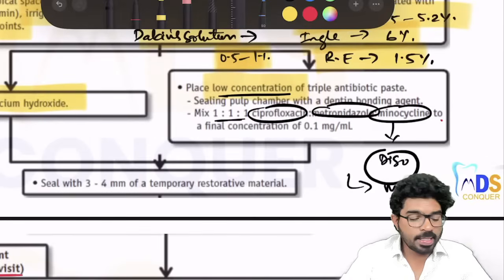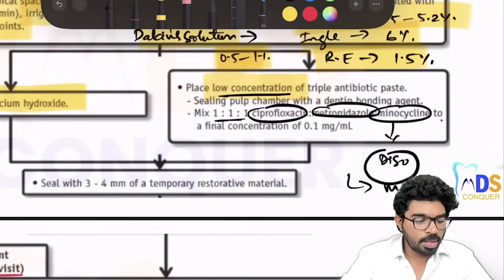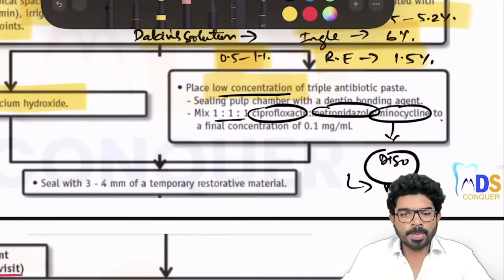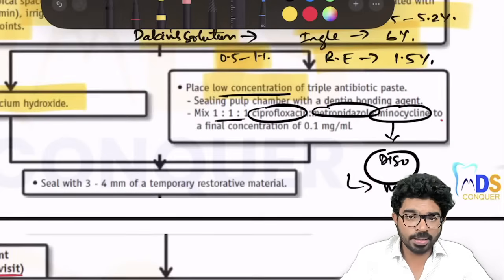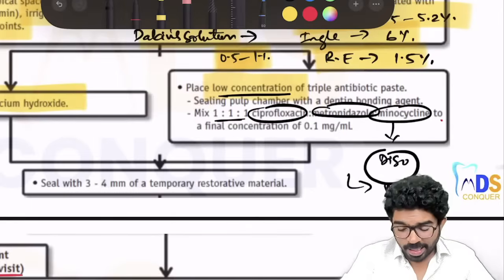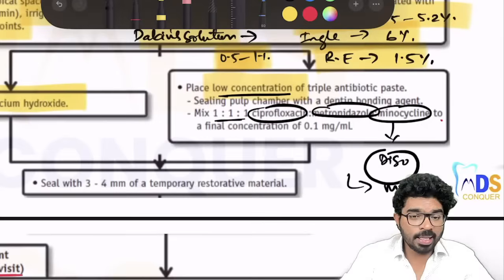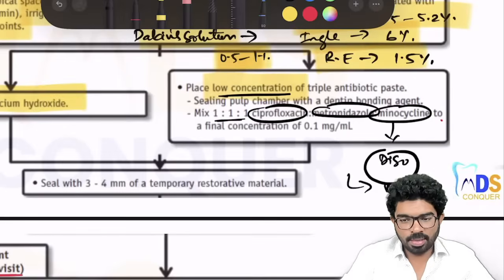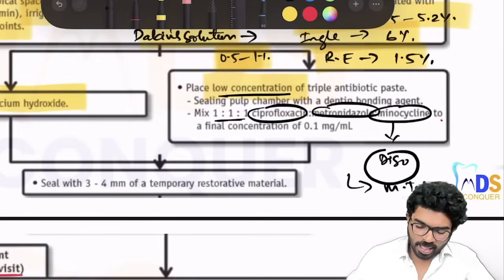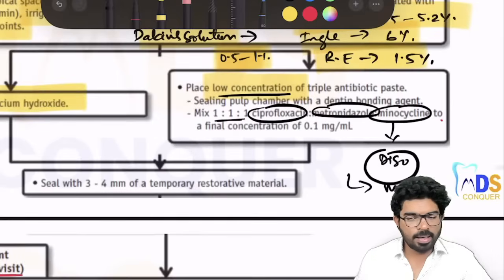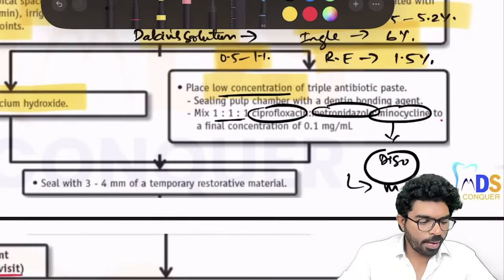This is the reason why I am doing it. I am blocking the dentinal tubules, so that this minocycline which is present in the triple antibiotic paste is not going to enter, leading to discoloration. The main reason why I am sealing the dentinal tubules is to prevent the occurrence of discoloration. Okay, right.